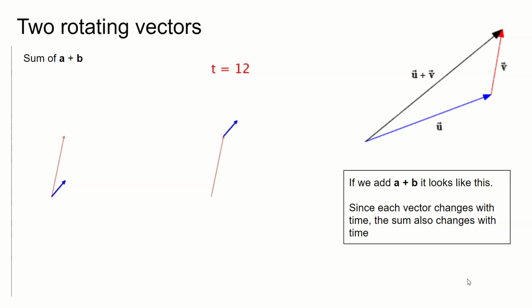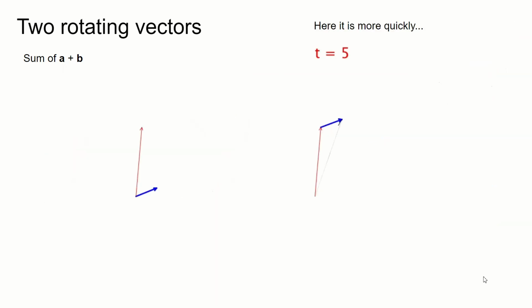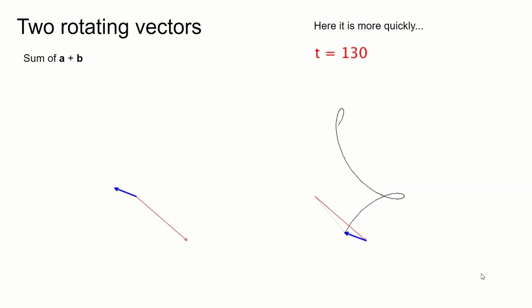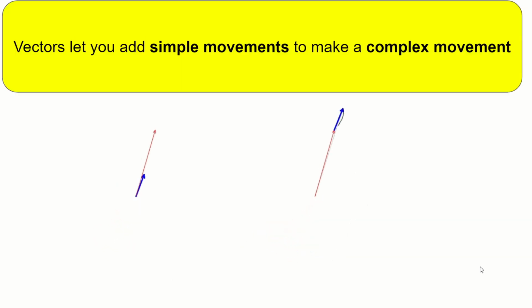Instead of having two simple circular motions, you get an interesting, more complex motion. Let's look at it a little faster. It traces a very interesting path, and this is what makes vectors so powerful. With vectors, you can add simple movements together to make a very complex movement.